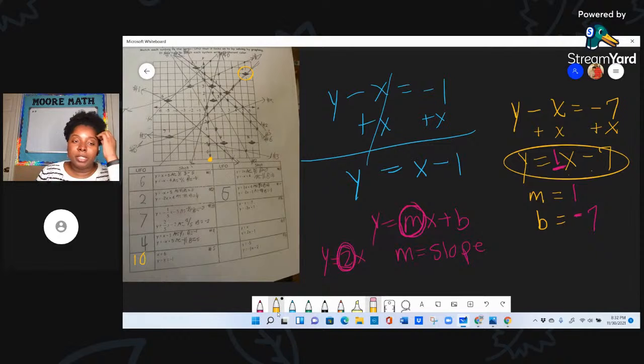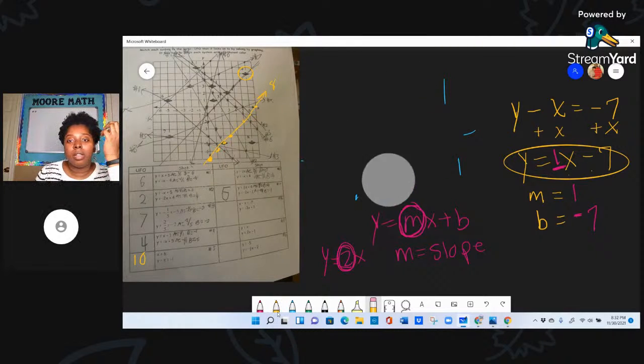Okay. And what am I going to do? Up 1, to the right 1. Good. And we keep going until we make a line. Okay. So we make a line. I don't have a pretty ruler, but you get the gist. Okay, let's move that.